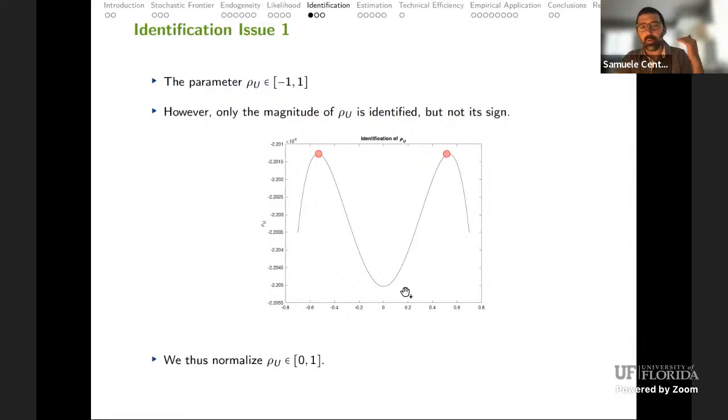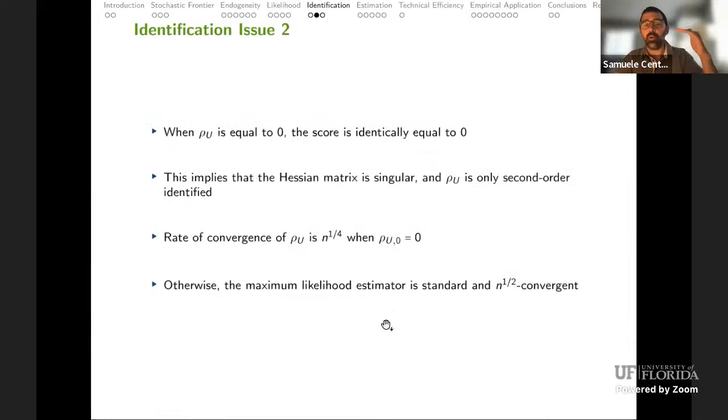So that is what people call a lack of first order identification. When you have the score that is identically 0 at some point, it means that the score cannot identify that parameter, because it's always going to be 0. Whatever the true value of rho u is, it's always going to be equal to 0. So basically, you have to go to higher order derivatives, and that's why it's called higher order identification.